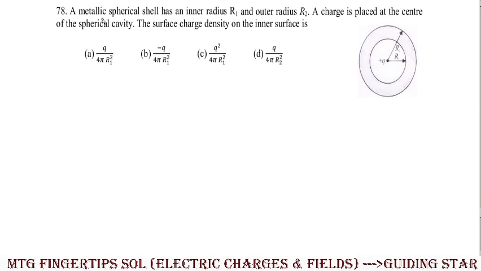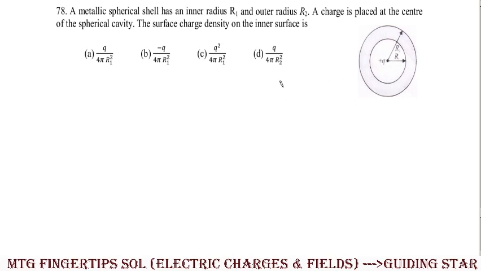Moving to question number 78. A metallic spherical shell has inner radius R1 and outer radius R2. A charge plus Q is placed at the center of the spherical cavity, as shown in the figure. The surface charge density on the inner surface is?